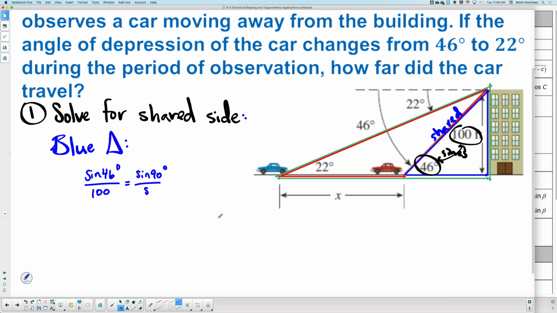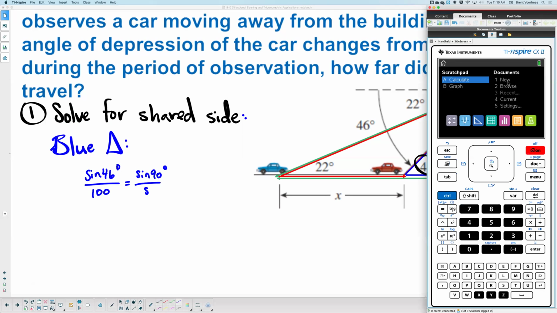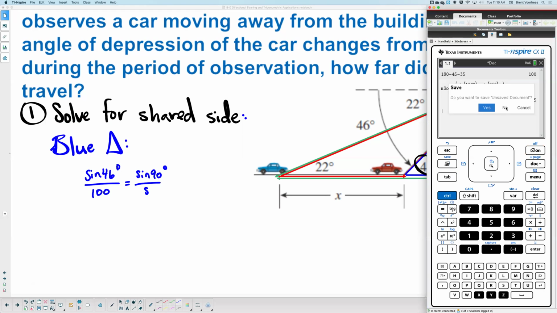All right, let's do our first solve. Let's go see what we get. So open up your calculator. I'm going to do new document, don't save. I'm going to clear out a bunch of stuff each time. Okay. So I'm going to press menu 3-1, menu 3-1. That gets up my solve.